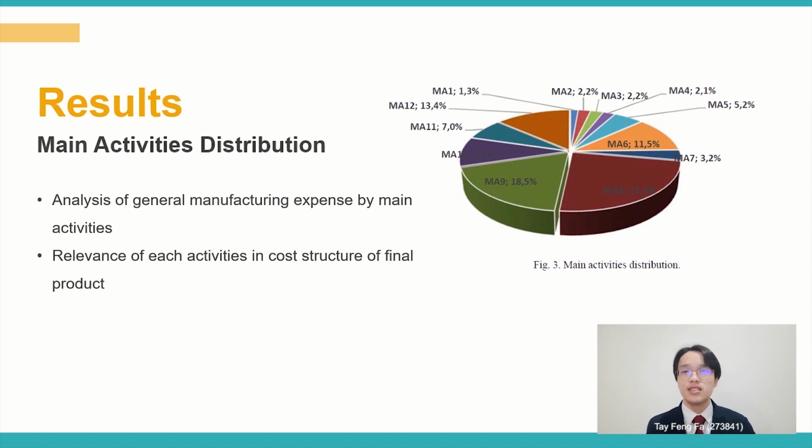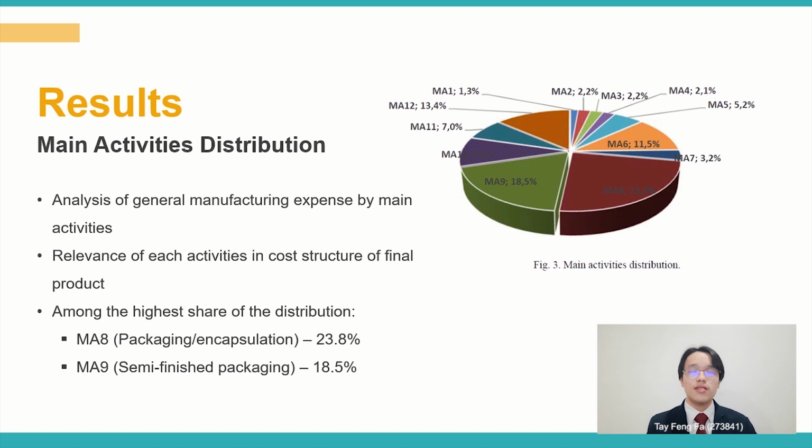in the production process. Based on the pie chart given, among the highest share of the distribution is MA8, packaging or encapsulation, at 23.8%, and MA9, semi-finished packaging, at 18.5%. This means that in the final cost of the product, 23.8% of the final cost comes from the activity of MA8 and 18.5% of the final cost comes from MA9. So this means that these two activities incur more costs as compared to other main activities.